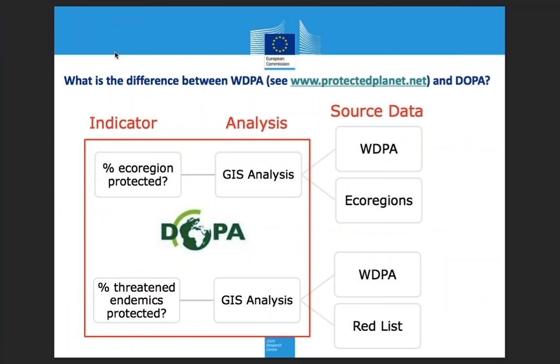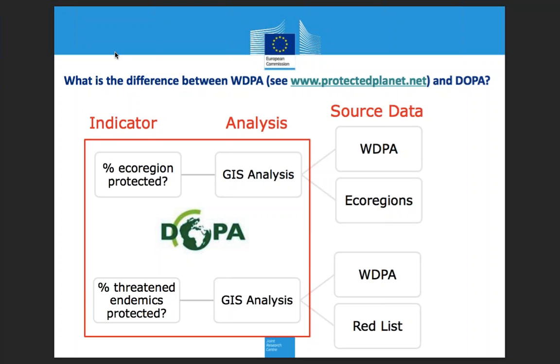I think I'm not wrong if previously in the course you have already got familiar with the WDPA, the World Database on Protected Areas. This is a reference data set, and so the question might be, what is the difference between the WDPA and the DOPA? Well, the WDPA is a reference data set that is built from the contributions of each individual country that report the protected areas to the WCMC, and this is updated and managed in this world database.